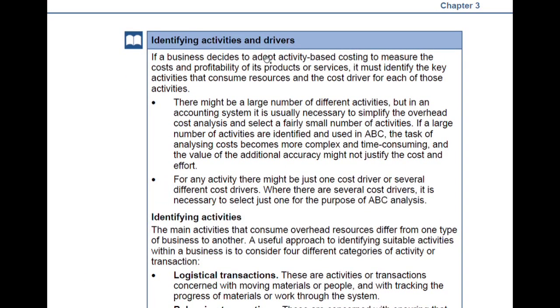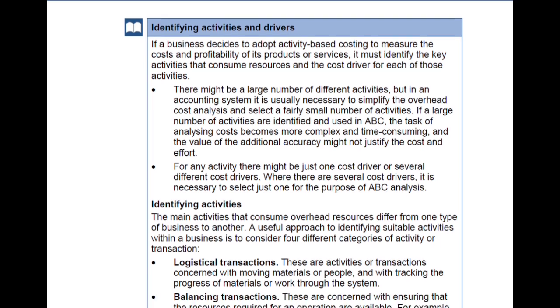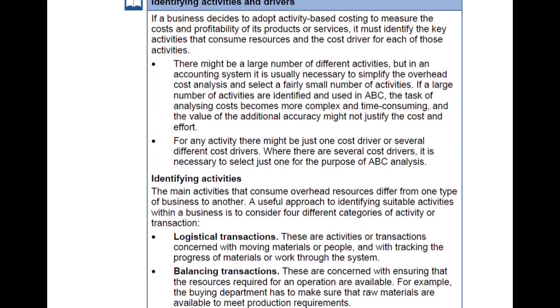Identifying activities and drivers. If a business decides to adopt activity based costing to measure the cost and profitability of its products or services, it must identify key activities that consume resources and cost driver for each of these activities. Now, this whole process becomes a bit assumption based because each person would assume different type of activities or cost driver rates, so it may differ from company to company what they are taking it as, and that is why there is going to be variation in cost as well. Although it would be slight, but yeah, there is that disadvantage.